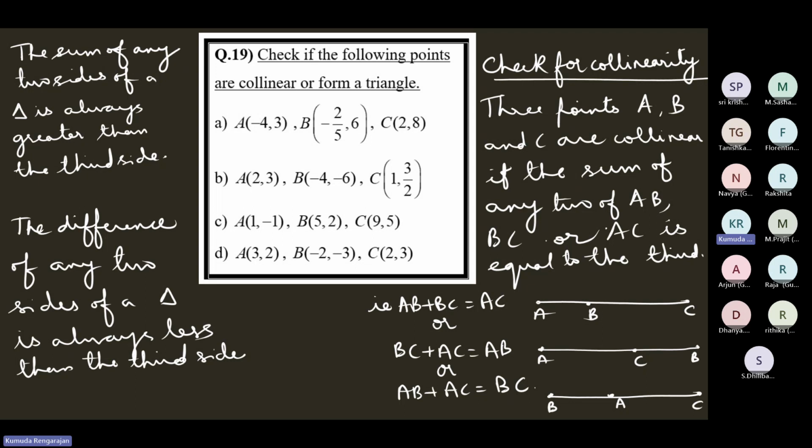I think to make it more interesting, I'll allow you to find AB, BC, and AC. Yeah, I think that'll be better than me showing the slides and explaining. Find AB, BC, and AC for all these 4 cases. And then if you're able to proceed, fine. Otherwise, we'll see what to do.